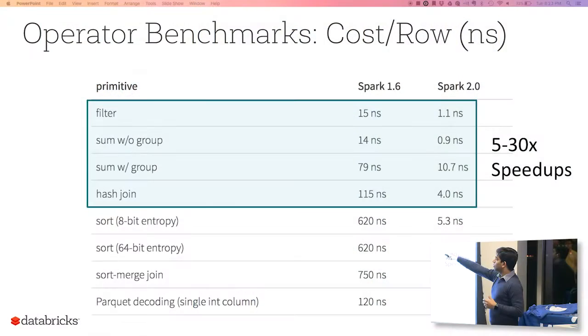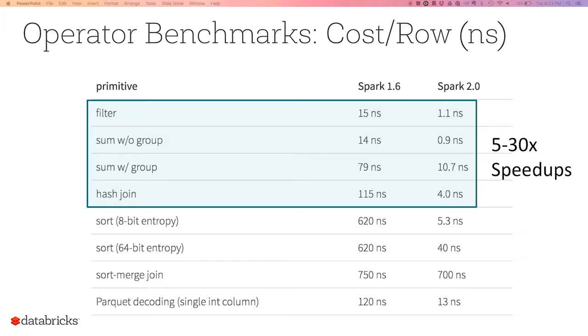On the left side, the first column has various operators in Spark. The second column has Spark 1.6 numbers for the cost of processing per row. These numbers are in nanoseconds. And the third column has the Spark 2.0 numbers. So we see that for things like filters, sums with group bys, hash joins and things like that, we see almost 5 to 30 times speedups just by generating this code.